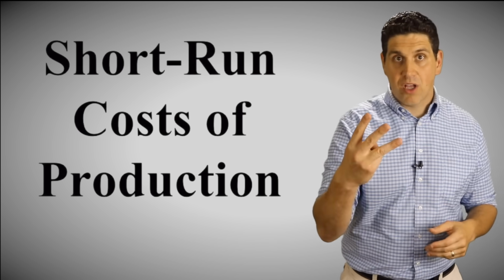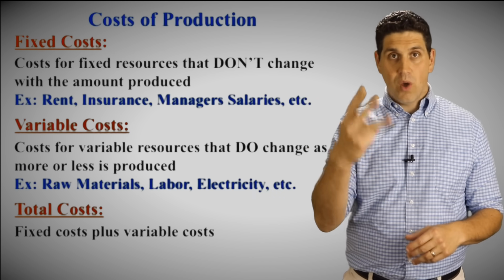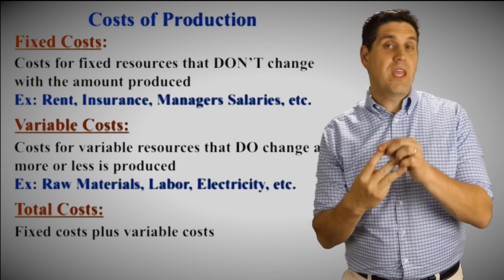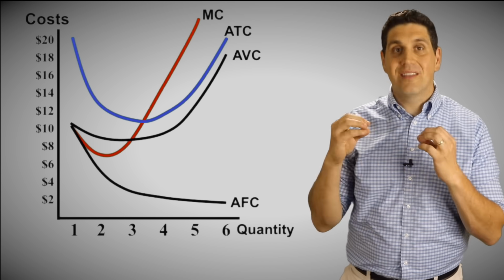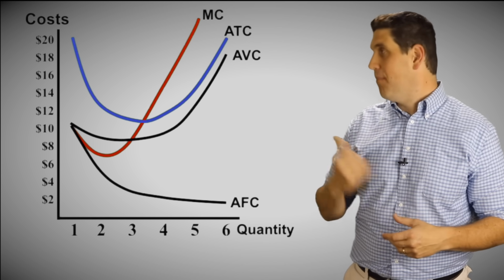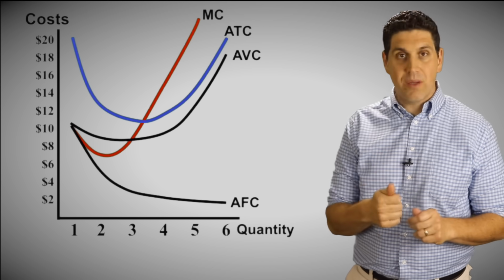We talk about the 3 types of costs. There's fixed costs, variable costs, and total costs. Variable plus fixed equal total. That also gives us the per unit cost curves like average total cost, average variable cost, average fixed cost, marginal cost. Make sure you can calculate them and make sure you understand what they look like on a graph.